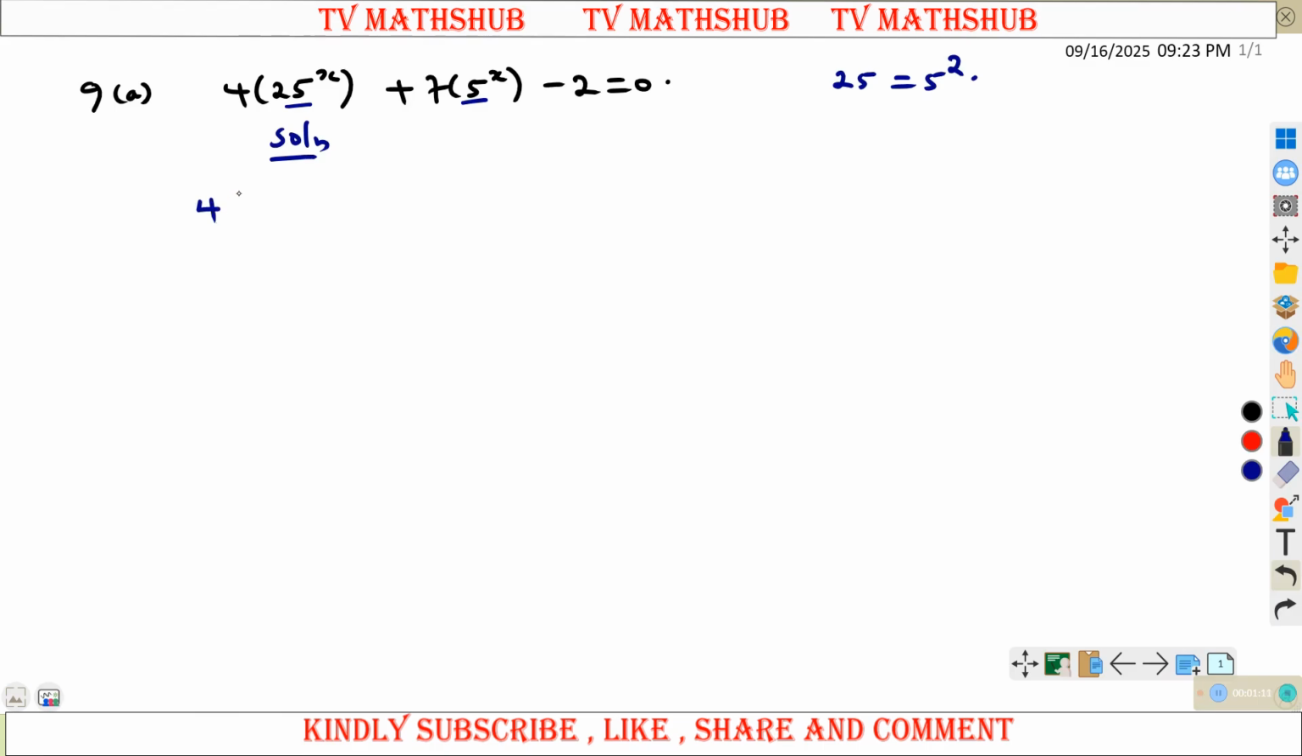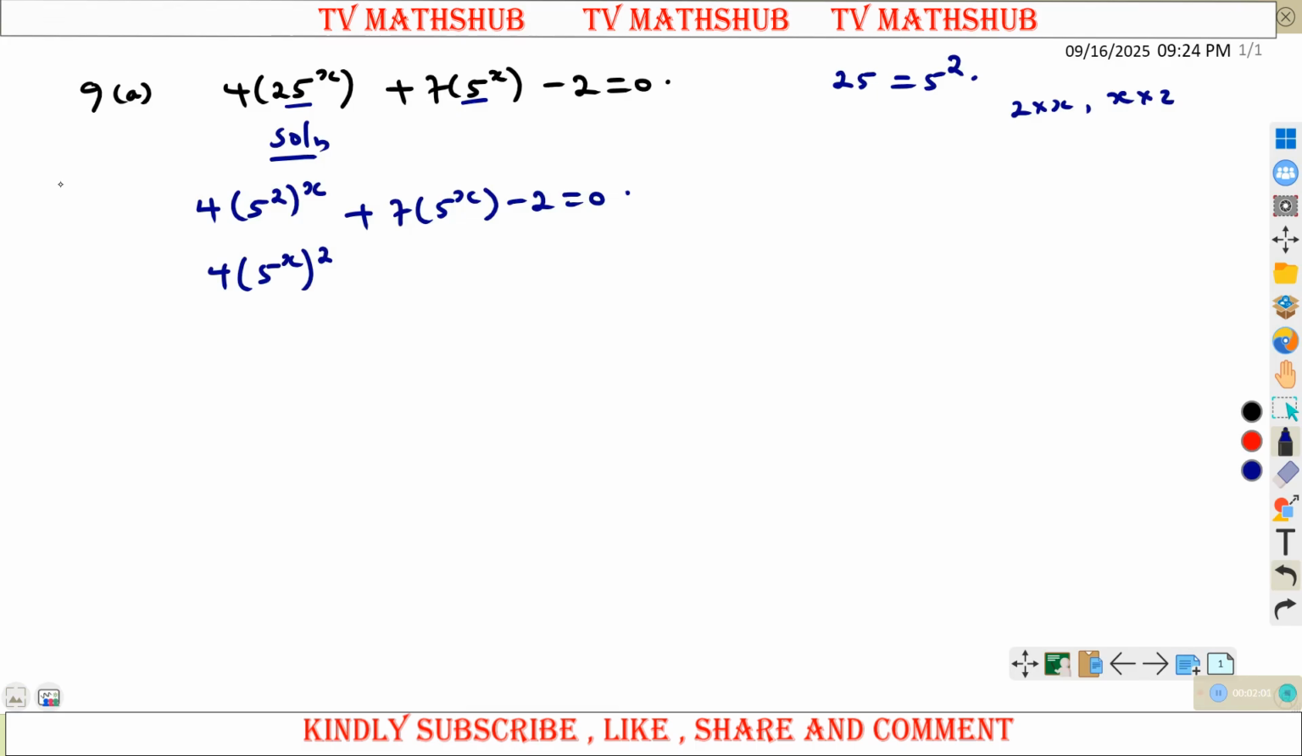This will be the same as 4 times 5 to the power 2, where there is 25, again to the power x, plus 7 of 5 to the power x, minus 2, which is equal to 0. Looking at this, my interest is to create 5 to the power x. I have 5 to the power 2 again to the power x, so I can write this as 5 to the power x, all to the power of 2, because 2 times x is the same as x times 2.